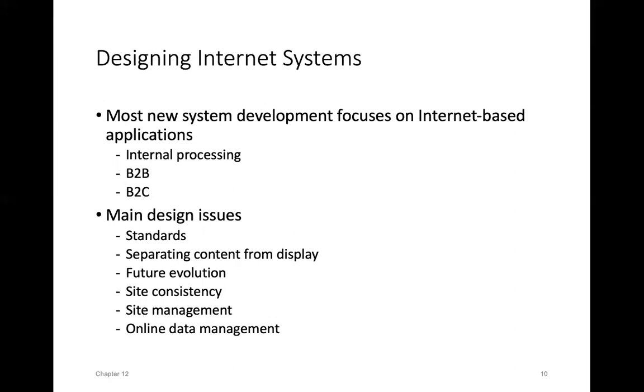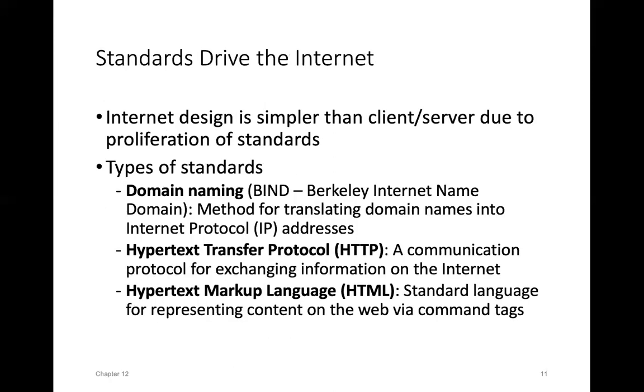Now, standards. The good thing about standards is that internet design, as it says there, is simpler than client server because we have so many standards that we all have to follow. And you can see 3 standards that you are probably going to be aware of. The first one is domain naming. BIND, Berkeley Internet Name Domain, in the old days, because that's what it stood for, is basically our method for translating domain names into internet protocol addresses. So 129.7.241.0-55 is uh.edu. So there's this domain naming protocol.